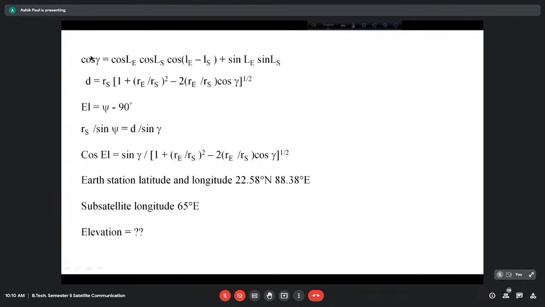So, starting with the cosine of the central angle, then the distance between the Earth station and the satellite expressed in terms of the radius of the Earth, the distance of the satellite from the center of the Earth, and the cosine of the central angle. Then following the law of sines, we can also express it in this way. And so the cosine of the elevation angle finally becomes, you can work it out yourself, sine gamma divided by (1 plus (re by rs) whole squared minus 2 times re by rs cosine of gamma) whole to the power half.